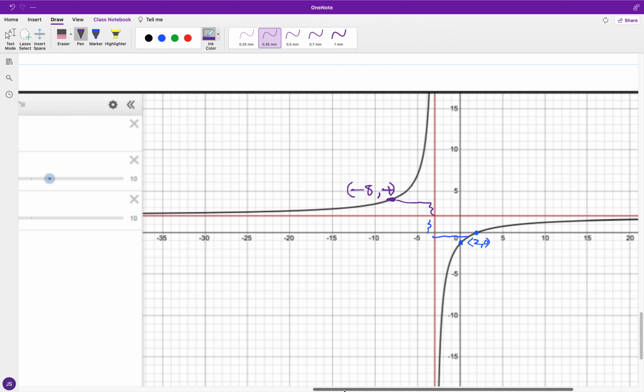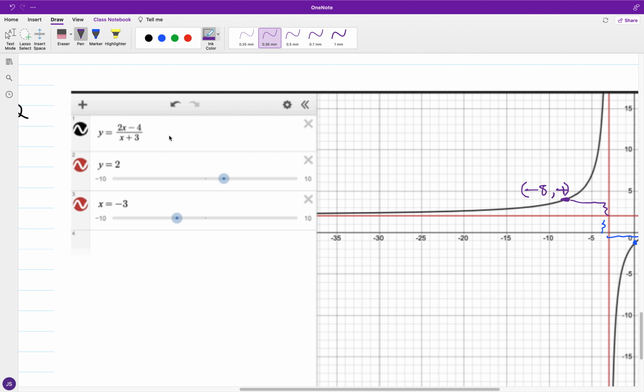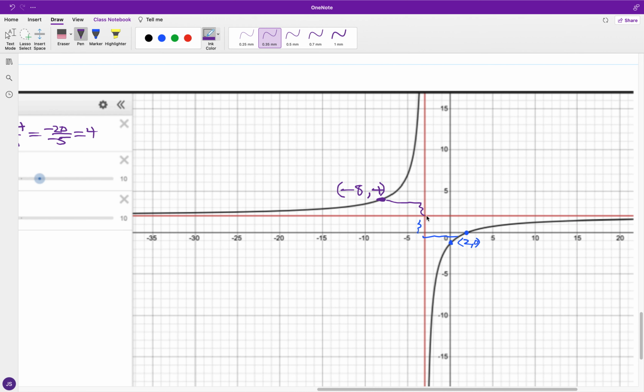So I can check here. If x is -8, yeah, 2 times -8 minus 4 is -20. -8 plus 3 is -5. Yeah, and your y value is going to come out to 4. It's going to be a bit of a reflection about where the horizontal and vertical asymptotes intersect. That's one way that you can look at it, kind of like counting the grids or the patterns.